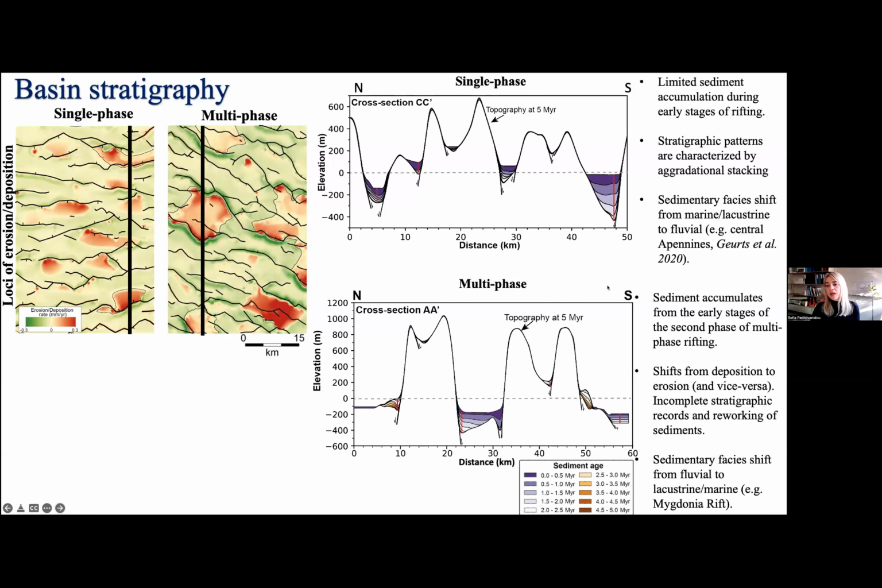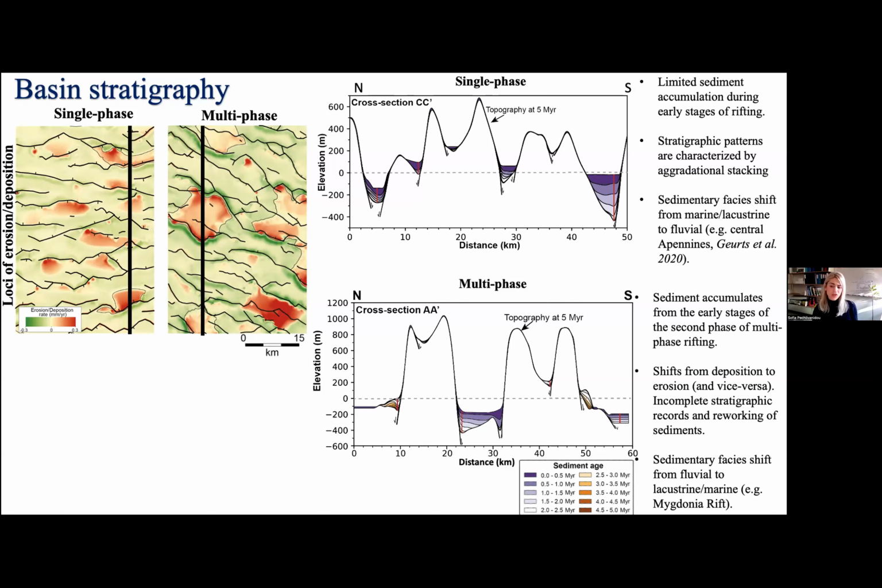Also, in the single-phase rift, sedimentary phases should shift from marine or lacustrine to fluvial, because, as I mentioned, most of the basins are getting filled with sediment. In contrast, in the multi-phase rift, sedimentary phases should shift towards lacustrine or marine conditions, because these basins remain underfilled.